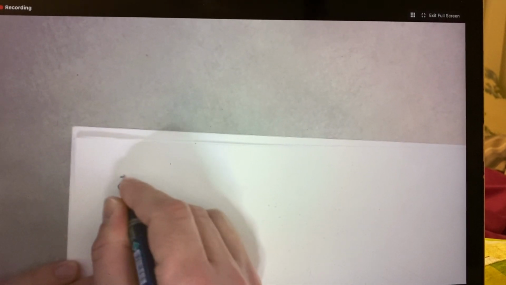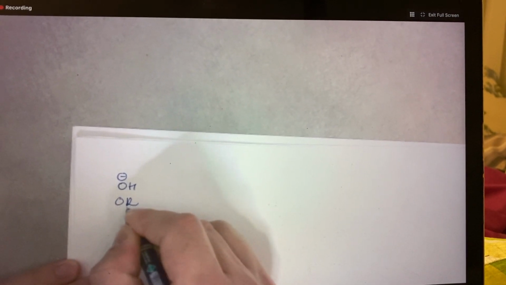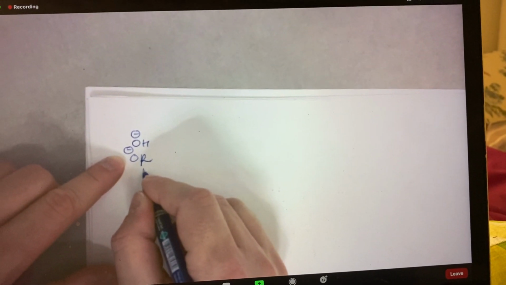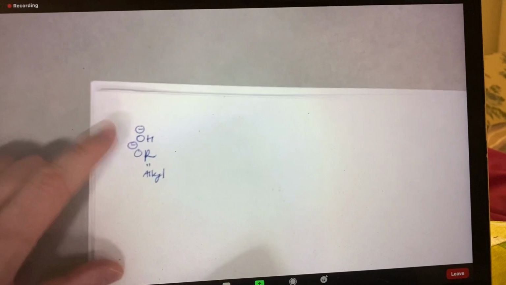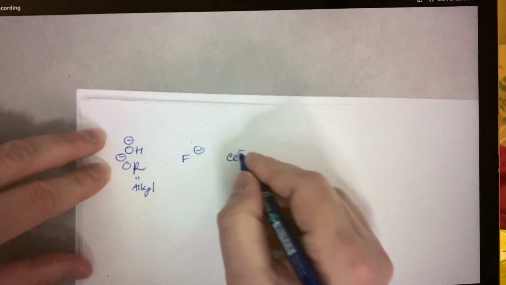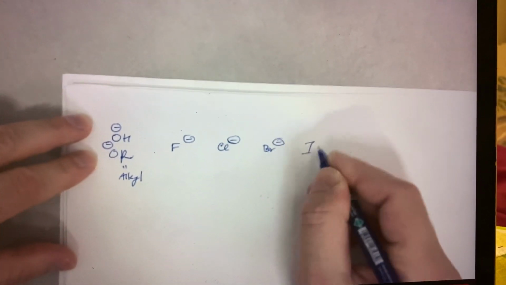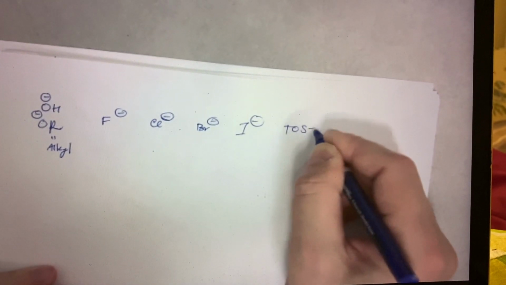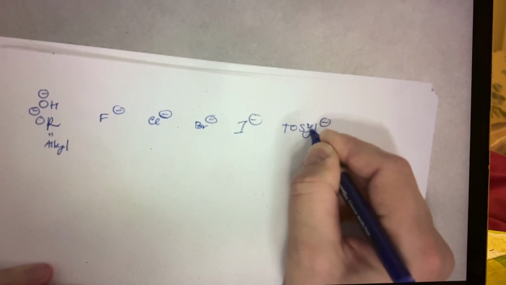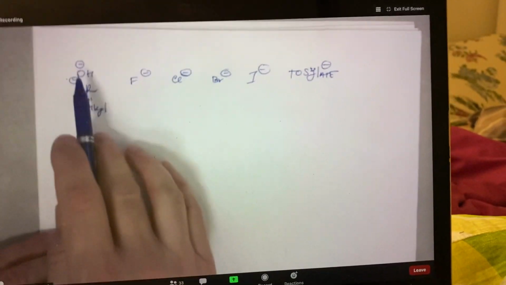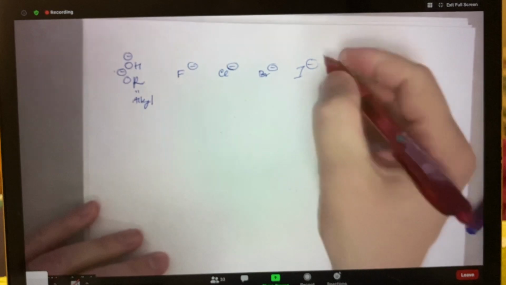So we're going to draw OH minus or OR minus, where R is an alkyl group. Okay? So this is one type of potential leaving group. Then we have F minus, Cl minus, Br minus, I minus. And there's going to be another group that we learn about called tosylate. So we'll call it tosyl minus for now, or tosylate. We'll draw it in a minute, right? So these are going to be our very, very common 1, 2, 3, 4, 5, 6 leaving groups.